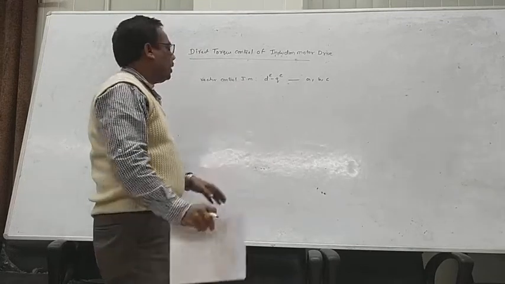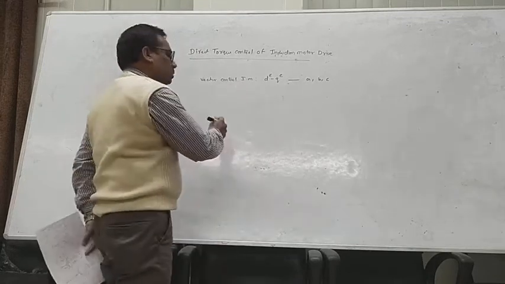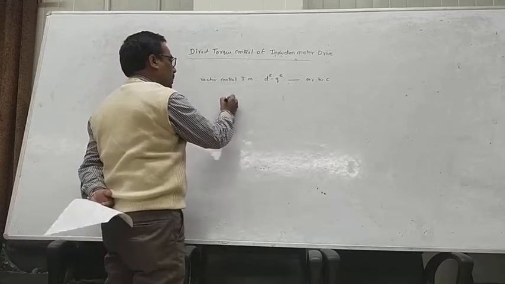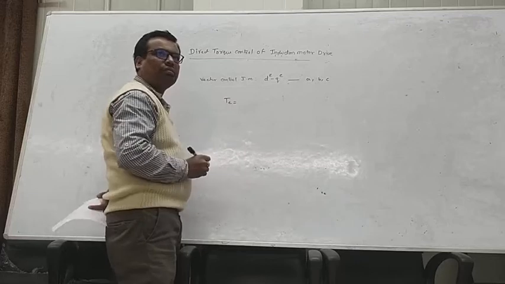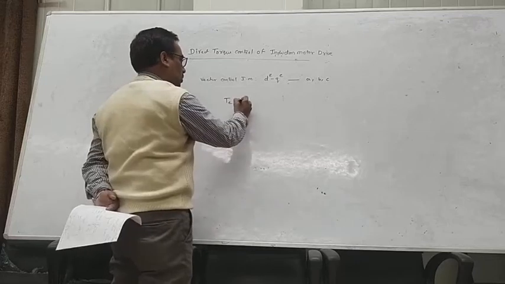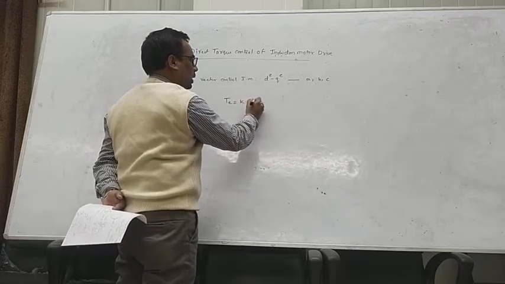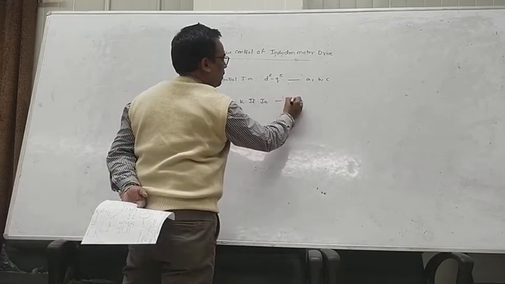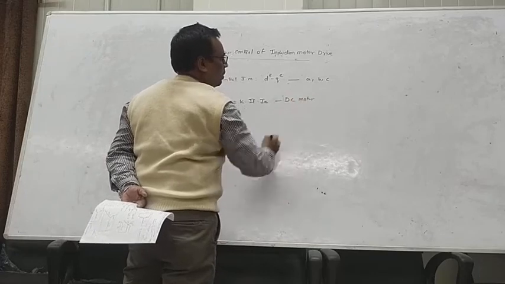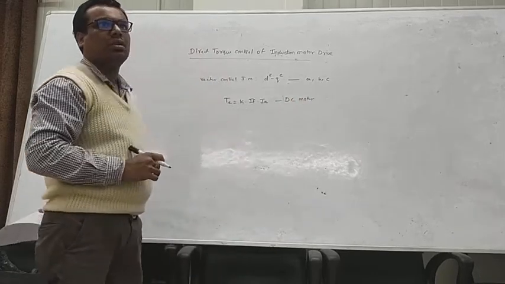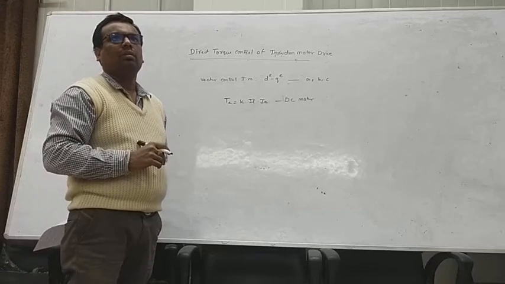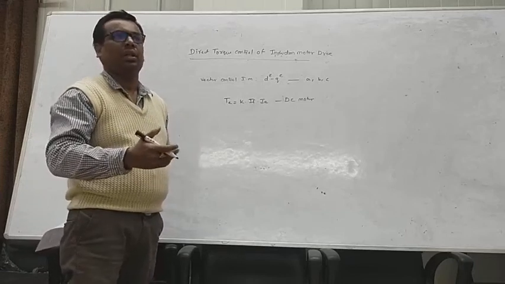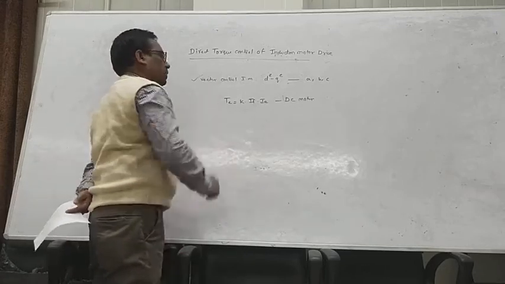In vector control, what we are doing is getting the performance of a separately excited DC motor. For example, the torque equation of a DC motor is T equals K into IF into IA. This is the torque equation of the DC motor. Now your induction motor also behaves like a separately excited DC motor during vector control operation.